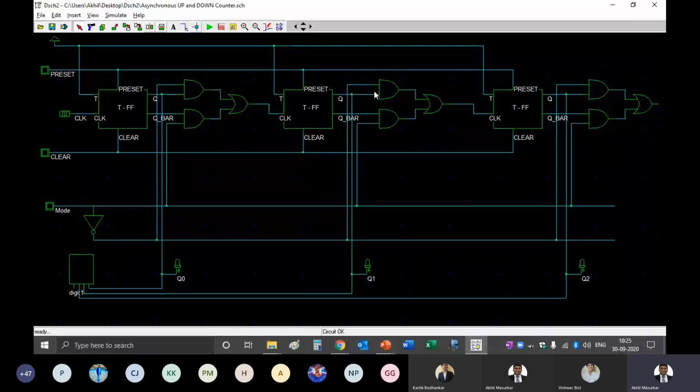No need to draw that digit display, okay? You can just skip that. Just show the outputs Q0, Q1 and Q2. That's it. Because I'm using the circuit simulator, these additional things can be easily added, but when you are actually drawing, it is not very easy to add this.